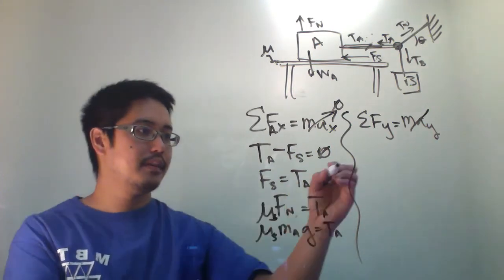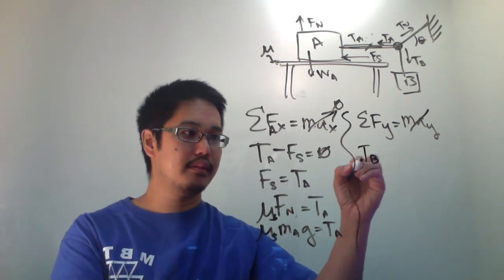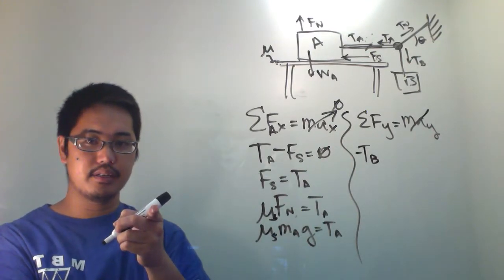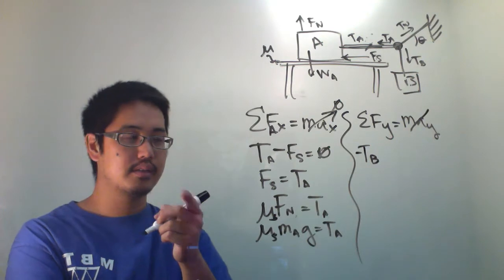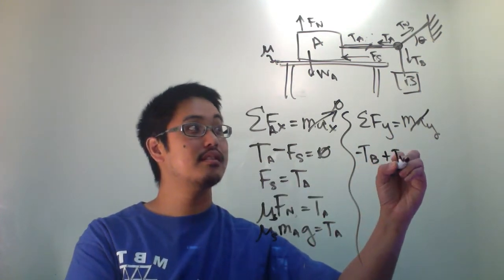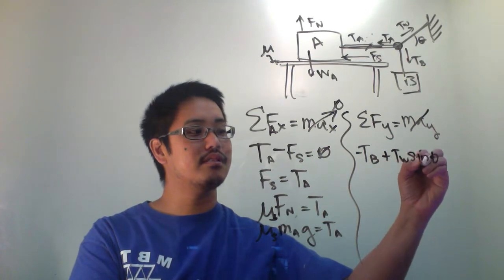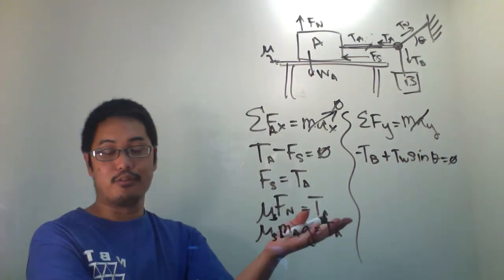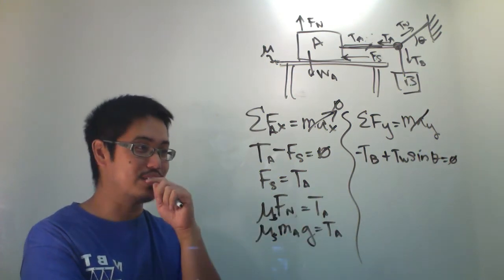Tension B, TB, negative. And then it's negative, right? Is that tension W, but it's tension W sine theta? There's no fooling you. That's exactly what it is. Great job.